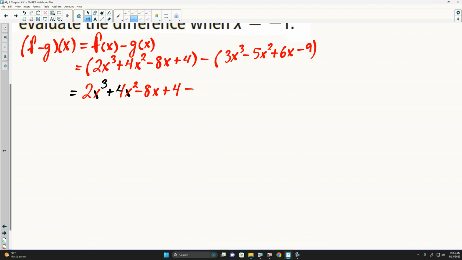Now for our first function, f of x, since there's no sign in front of those parentheses, nothing changes. But the second one, we have to apply that negative to every single term. So that gives us negative 3x cubed, and we have plus 5x squared minus 6x plus 9. Every term in g of x, the sign is going to flip. Each one that's positive is now negative. Each one that was negative is now positive.